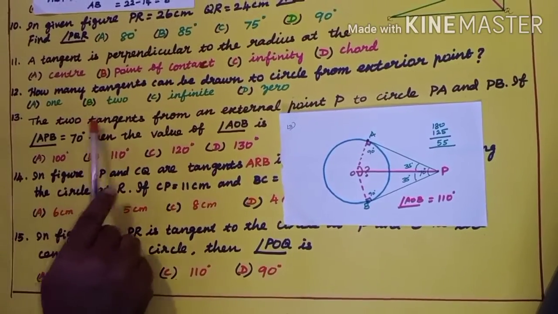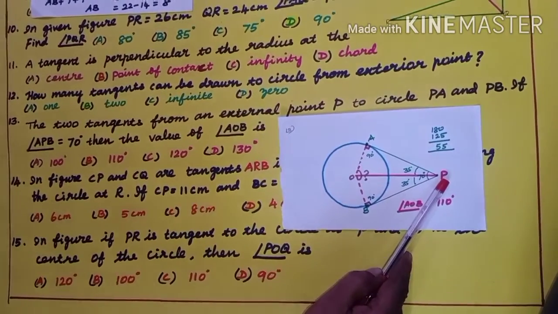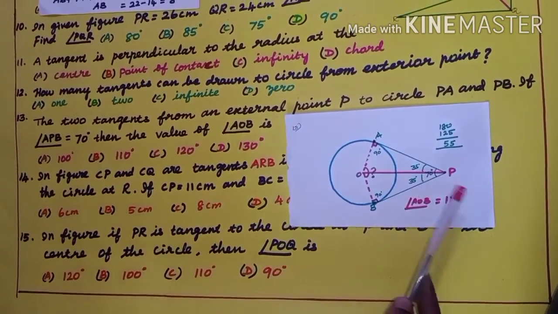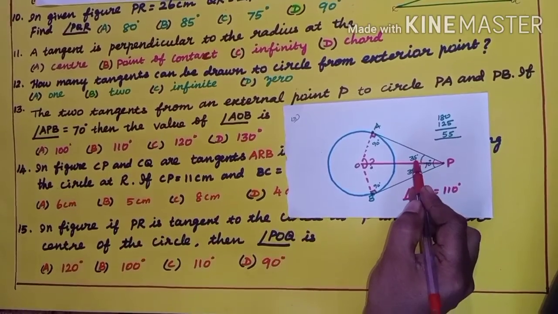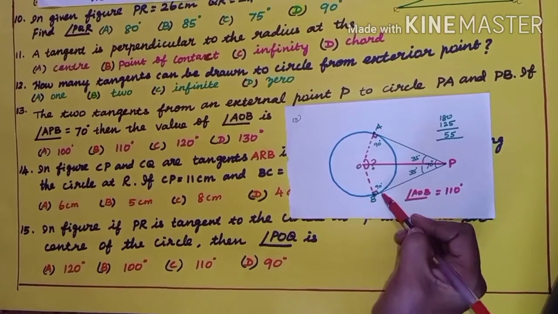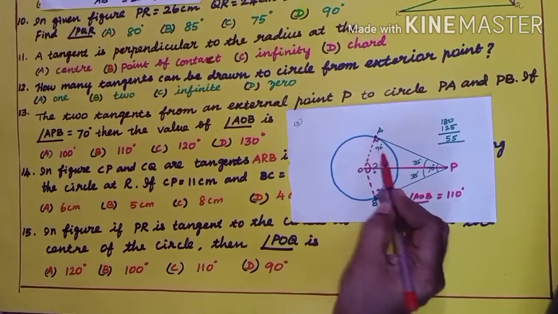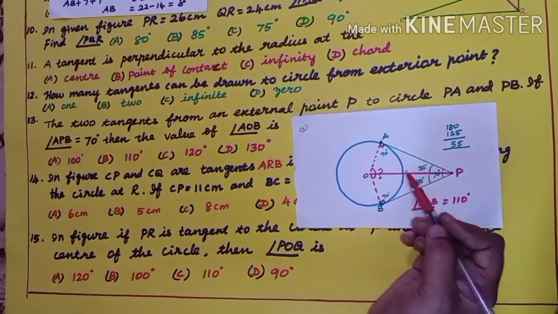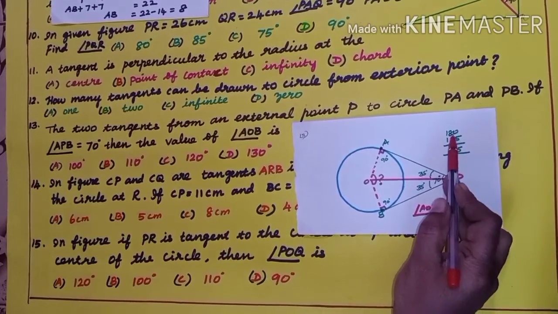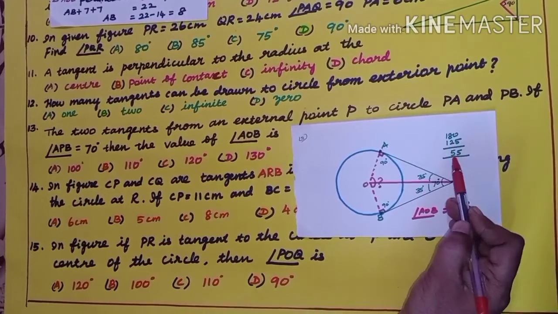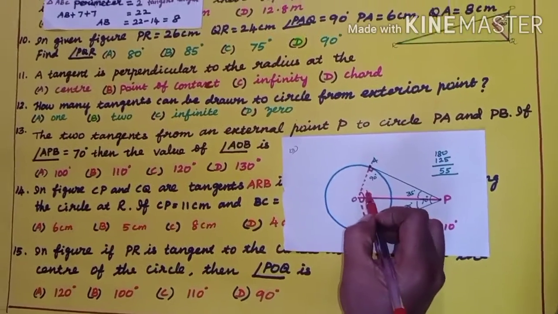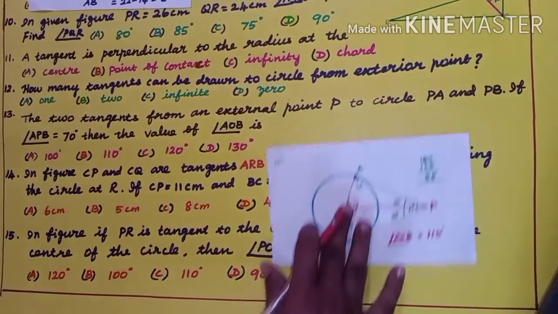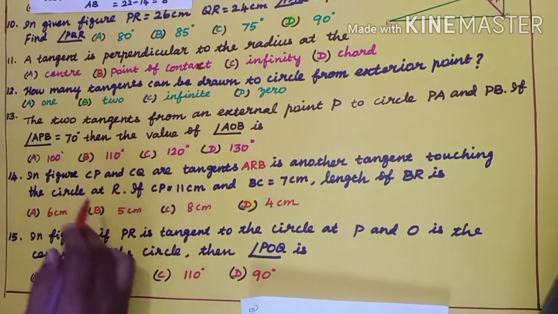13th question: 2 tangents from an external point. Angle APB is given as 70 degrees. This is the angle bisector, so 35. This is 90 degrees, which we already know. So 90 plus 35 is 125. The sum of the 3 angles is 180, so 180 minus 125 leaves 55. This is 55 and here also 55, totally 110. So AOB is 110. This is your correct answer.